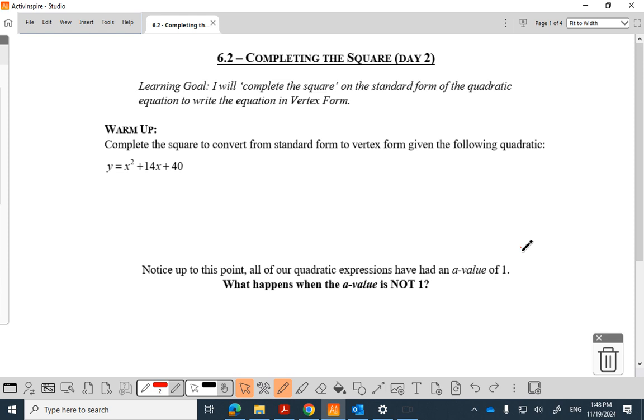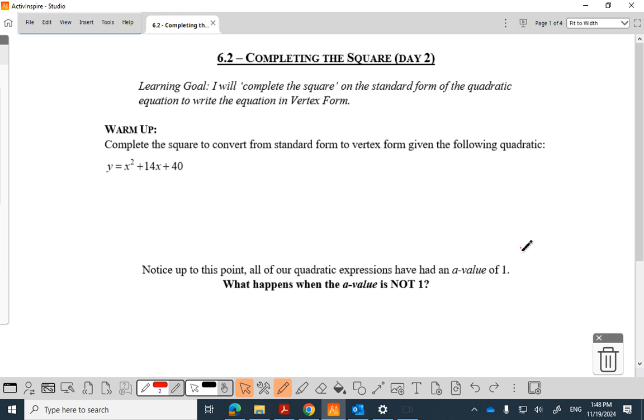Complete the square to convert from standard to vertex. y equals x squared plus 14x plus 40. What to do? Divide 14 by 2 and then square. Yeah, and I saw some people writing all over the place on their page, and that's fine.